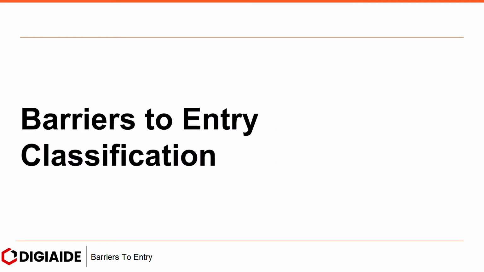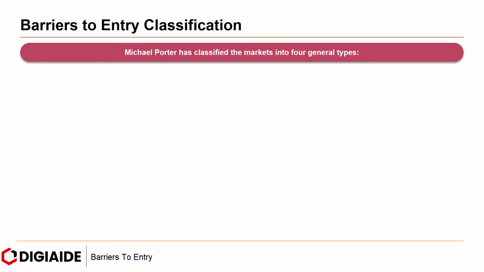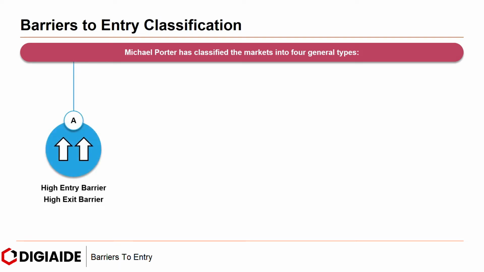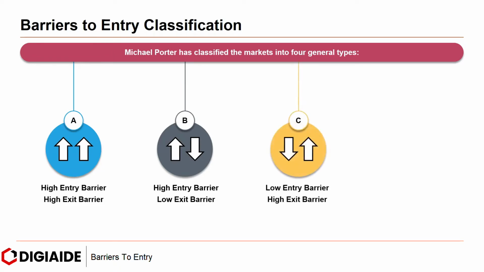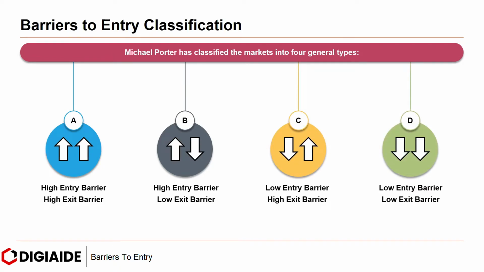Now moving on to the barriers to entry classification. Michael Porter has classified the markets into 4 general types. First, high entry barrier, high exit barrier. Next, high entry barrier, low exit barrier. The third, low entry barrier, high exit barrier. And fourth, low entry barrier and low exit barrier.